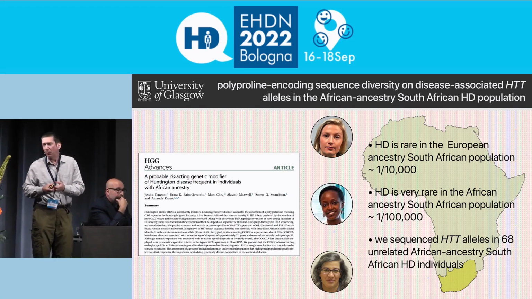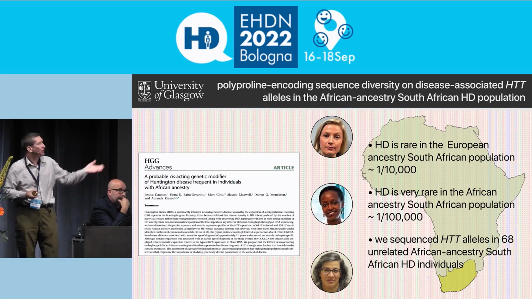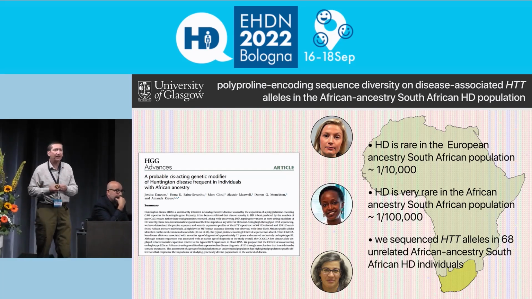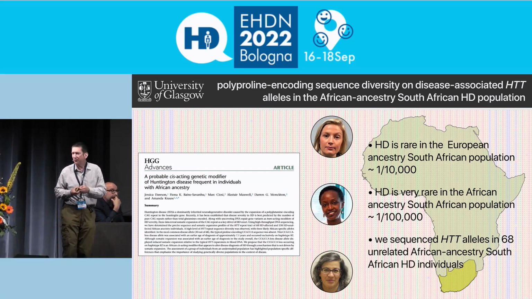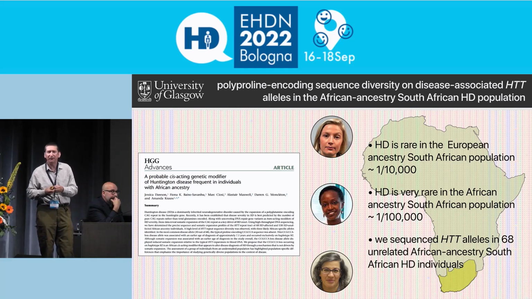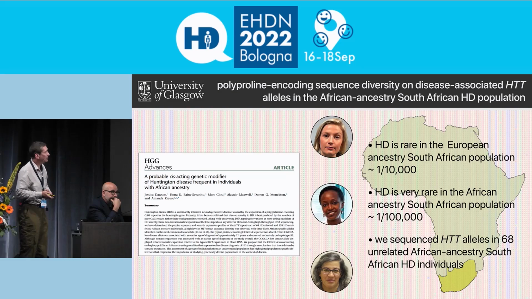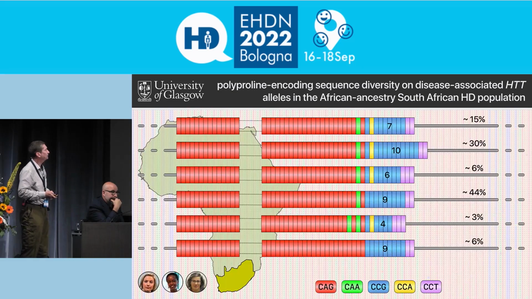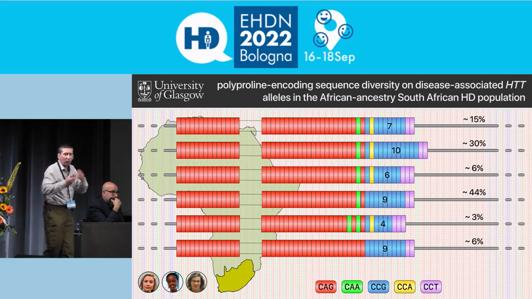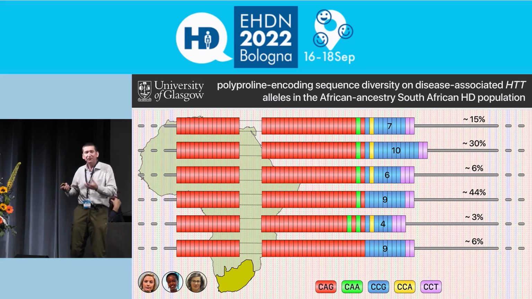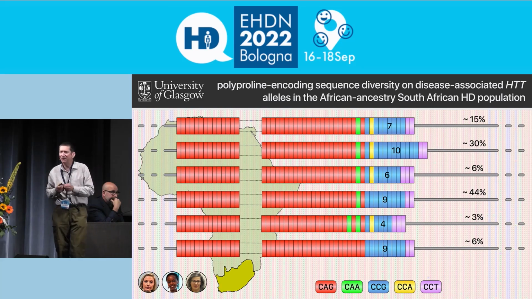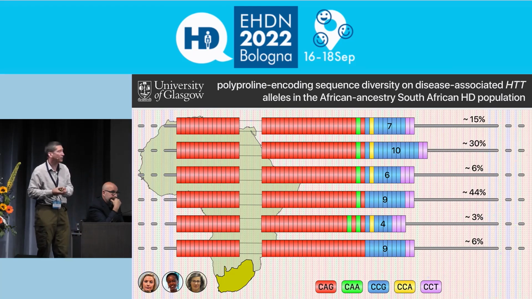So we were able to nonetheless, with a lot of help from Mark in the lab, Jessica was able to sequence the HTT repeat from 68 unrelated individuals of African ancestry in this population. And again, we did that with the expectation that we might find some additional polyglutamine CAA type variants that might shed more light on that process.